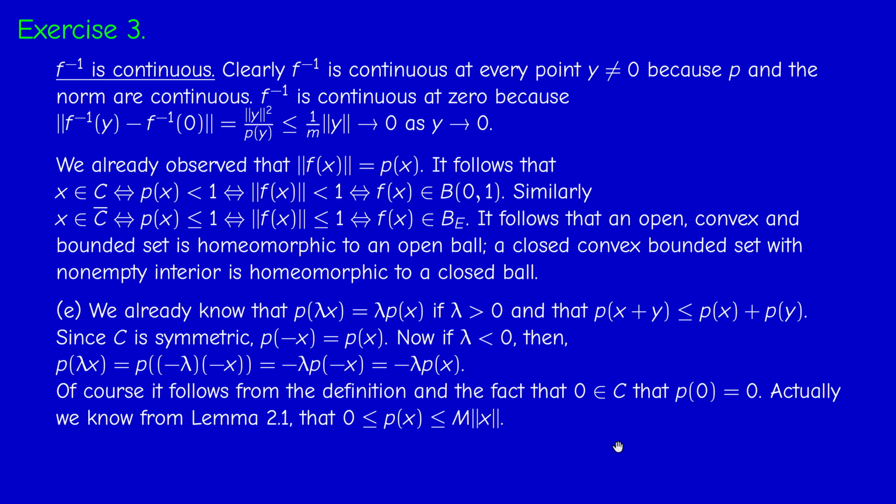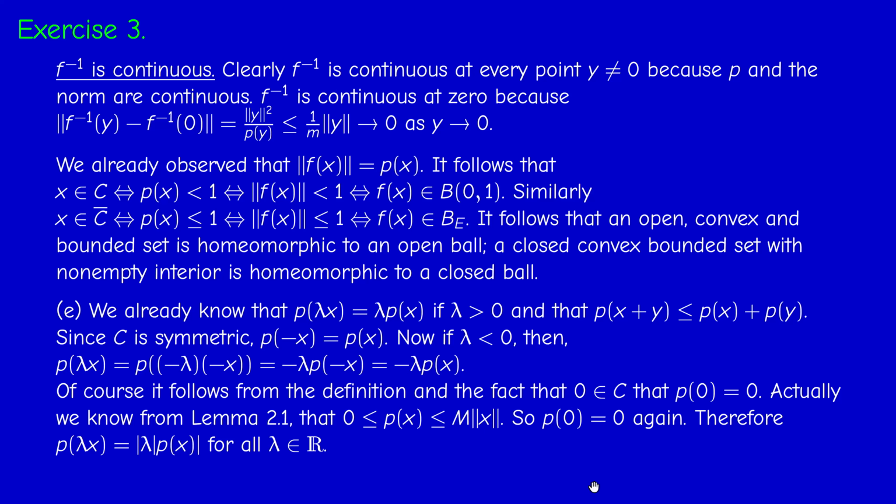Okay, and there is another way of proving that p of 0 is 0, which is to use this inequality that you established in the lectures. p, of course, is bigger or equal than 0, but it's less than a constant times the norm of x. So if x is 0, then p of 0 is between 0 and 0, so it's 0. So there are two ways of proving that p of 0 equals 0. Okay, so this proves that.